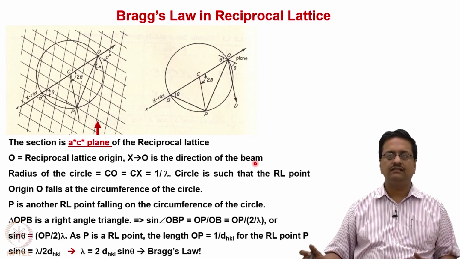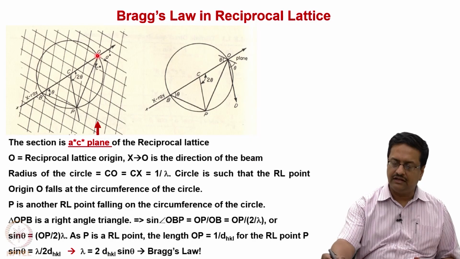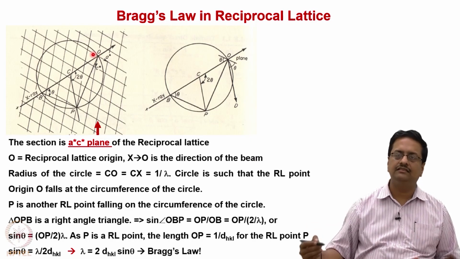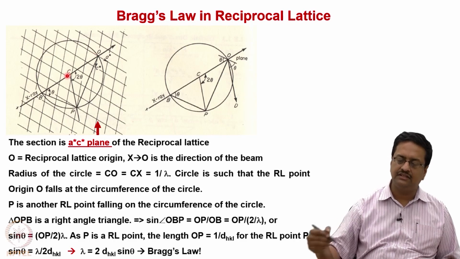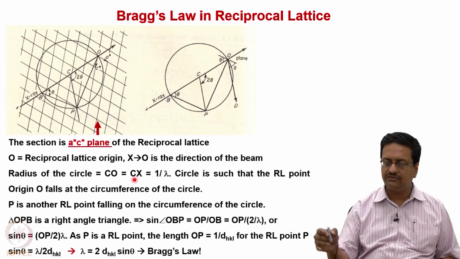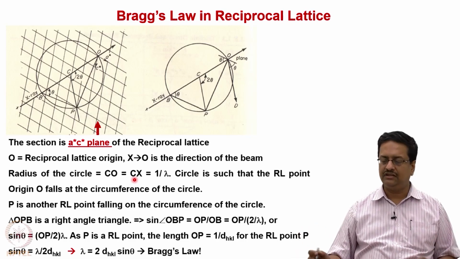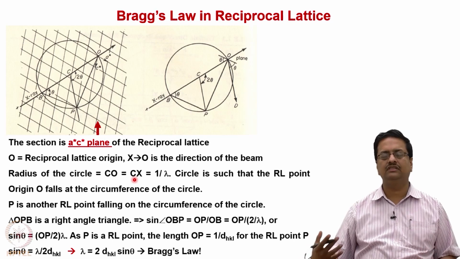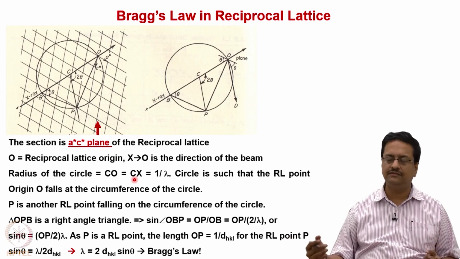So now what we are trying to do is to draw a circle in such a way that O falls on its circumference, C is the center of the circle, and OC is equal to CX equal to 1 by lambda. That means we are trying to construct a circle with radius equal to 1 by lambda. Lambda is the wavelength of the X-ray radiation.